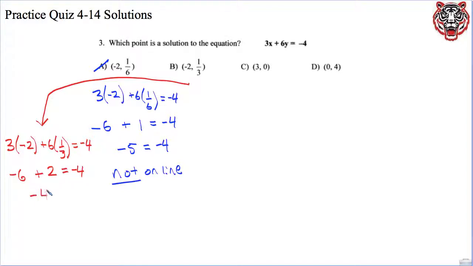All right, I have -4 equals -4. Hey, that's what we're looking for. We're looking for something that is on the line. This one is on the line. Perfect. So the answer is B.